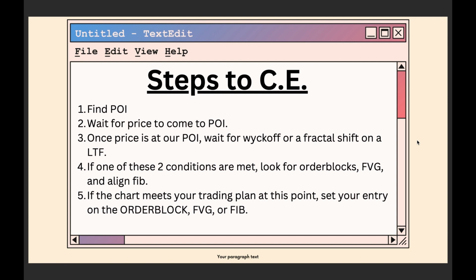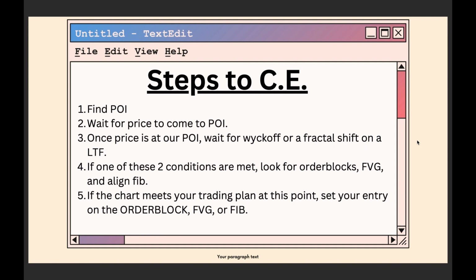So if you're having lower lows and lower highs, you want to wait for a higher high breaking the most recent lower high. That's what a fractal shift is. If one of these two conditions are met, look for order blocks, fair value gap, and align your fib. If the chart meets your trading plan at this point, set your entry on the order block, fair value gap, or fib that is left behind in the confirmation entry.